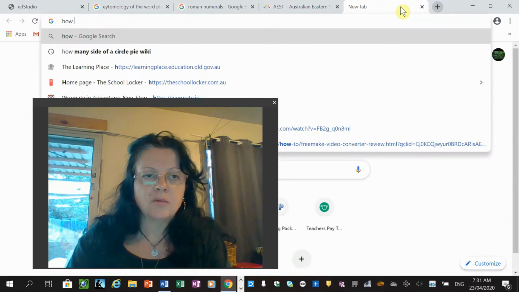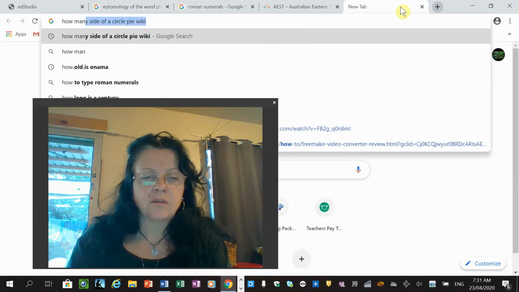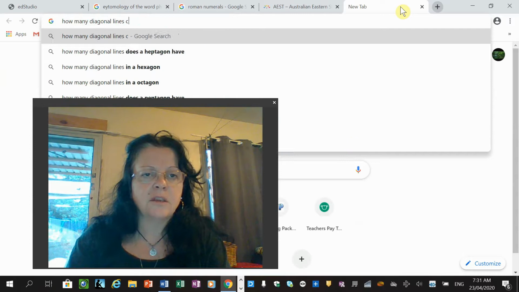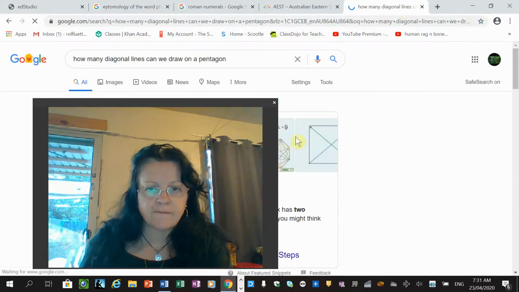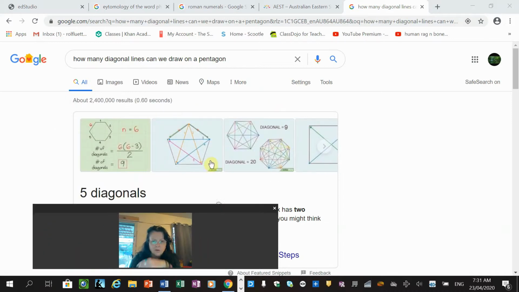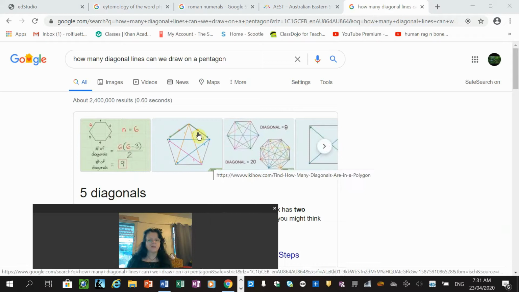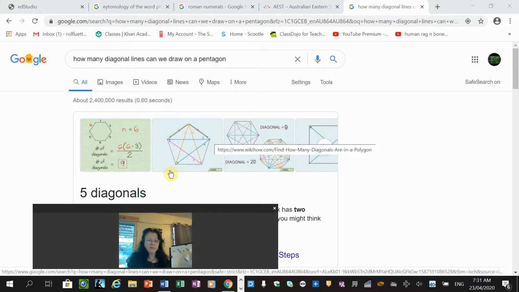So, how many diagonal lines can we draw on a pentagon? Get my face out of the way. Oh, here we go. So not only have they got this one and this one, but up the top where the point is, see, I should have made mine bigger, they've got the point going down to the corner and down to the corner.